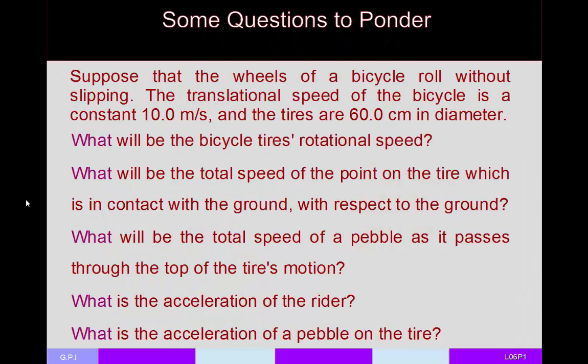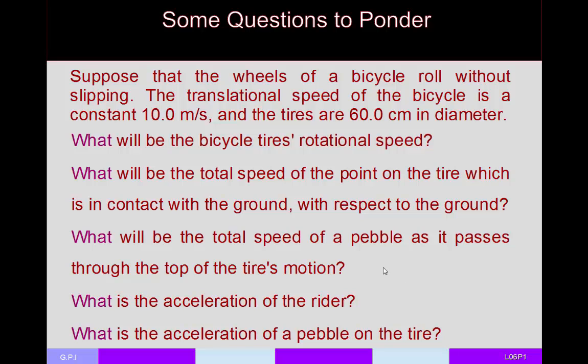So I wanted to throw up a few questions that you could ponder, and I'll do this in the context of a bicycle. And let's suppose that the bicycle rolls without slipping. So the translational speed of the bicycle is going to be constant, 10.0 meters per second. You've got a given diameter for the bicycle tire. So here's a few questions that you could try to answer at home. What's the bicycle's rotational speed going to be? What's the total speed of the point on the tire which is in contact with the ground, with respect to the ground? That's kind of a conceptual quiz. If you've been paying attention, you should have the answer right now.